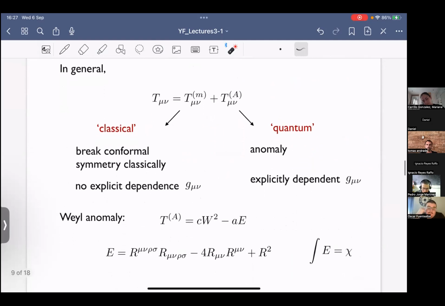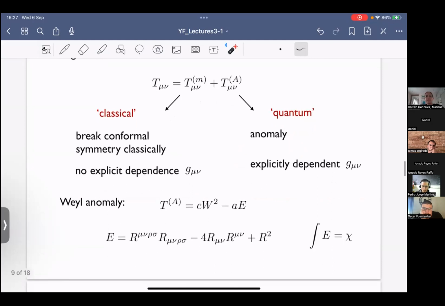The distinction between these 2 terms is that the first one breaks conformal symmetry already at the classical level, for example, by having a mass, and it does not explicitly depend on the metric. On the other hand, the quantum contributions, which are the really hard ones to compute, contain the anomalous terms, and they, of course, depend explicitly on the metric via the curvature invariants.